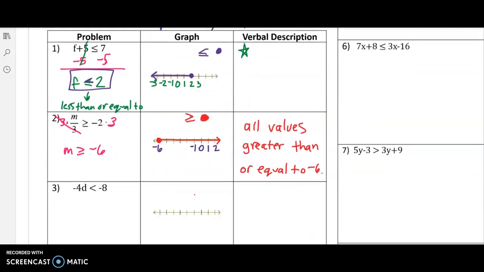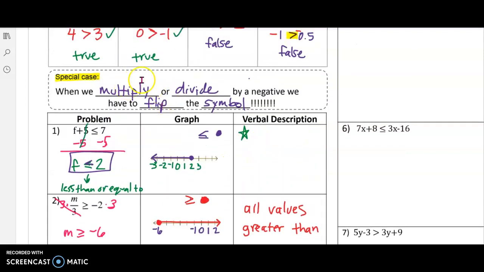Now looking at this one, you'll notice that we multiplied both sides by 3 to get the dividing by 3 done. And I did not flip the symbol. This is a greater than or equal to symbol. And I didn't flip it. When do I flip it? Let's look back up here at the special case. We flip the inequality symbol when we multiply or divide by a negative. So if you have a highlighter in your bucket at your group, I would highlight that. Only when you multiply or divide by a negative number.